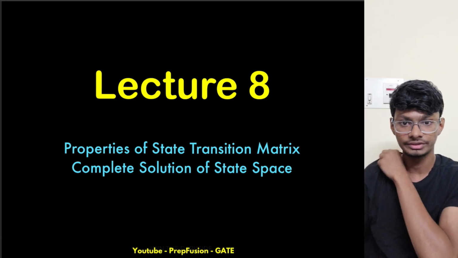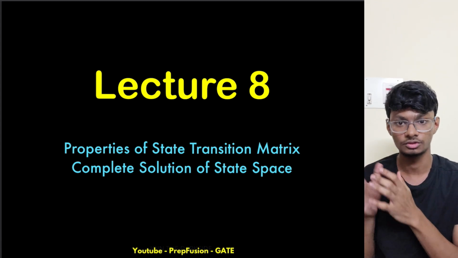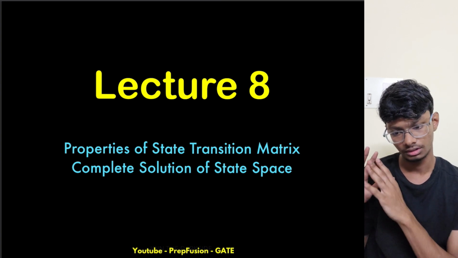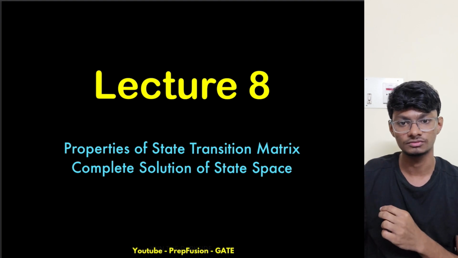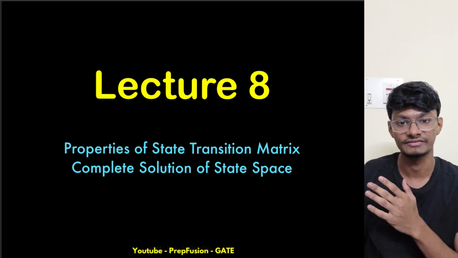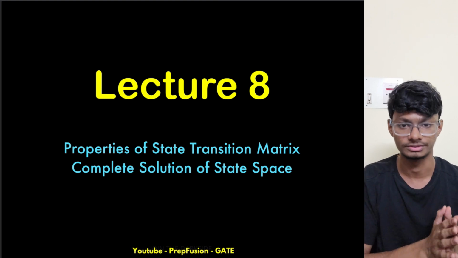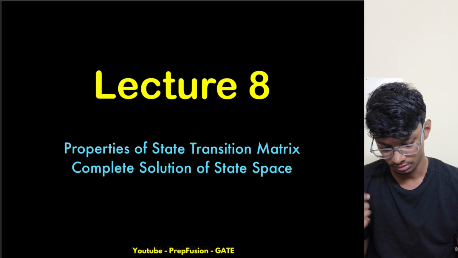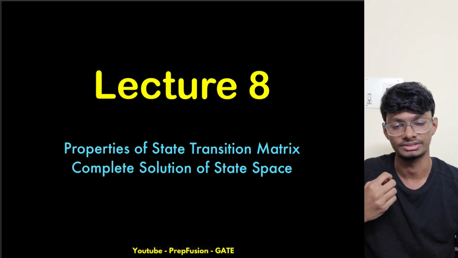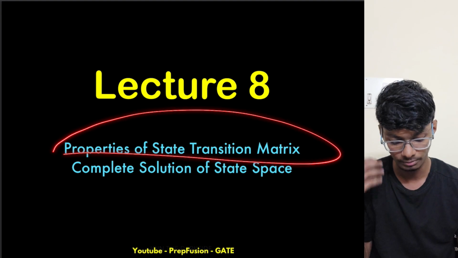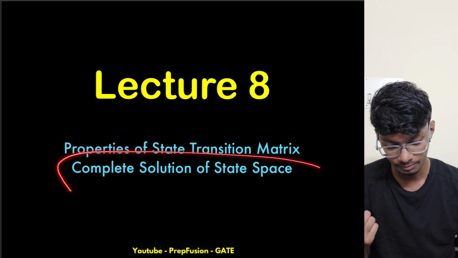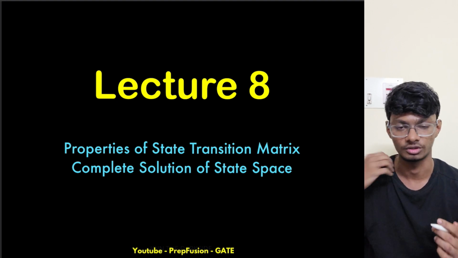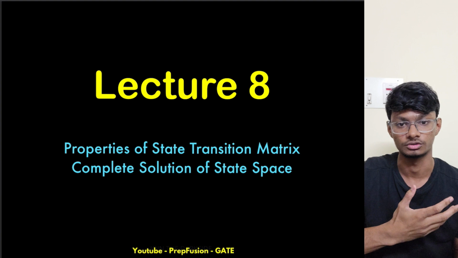So in the previous lecture we did case 1 for the solution of the state space equations and the output equation where the input was 0. We are only finding the response for the state from the initial values, so basically we are finding the zero input response. In this lecture we'll derive the properties of the state transition matrix and the complete solution of the state space equations and the output equation, with the input also this time.